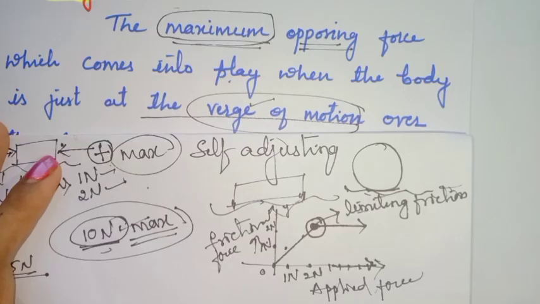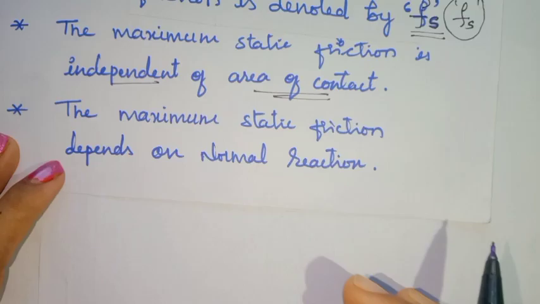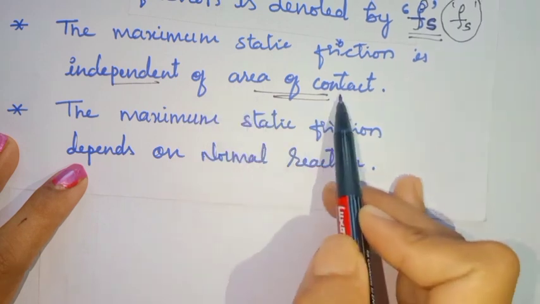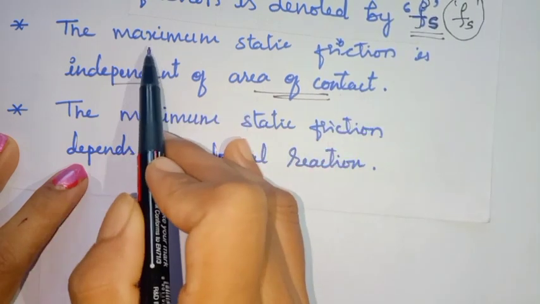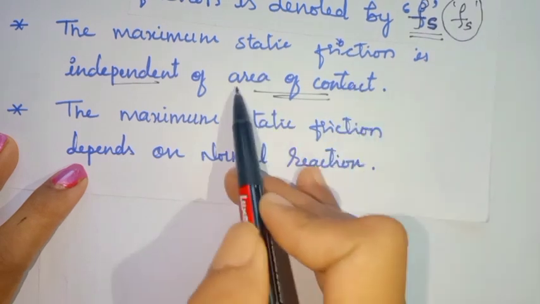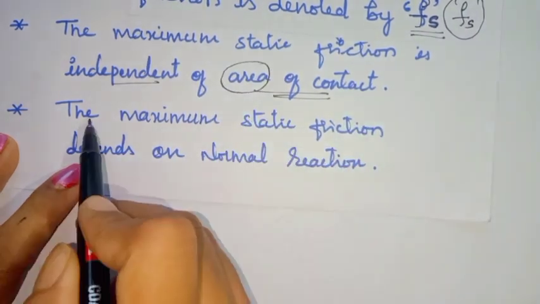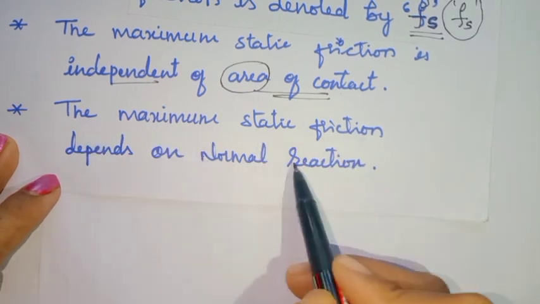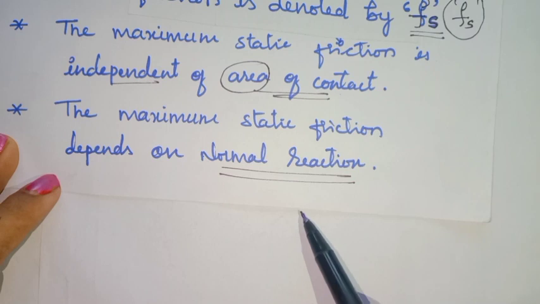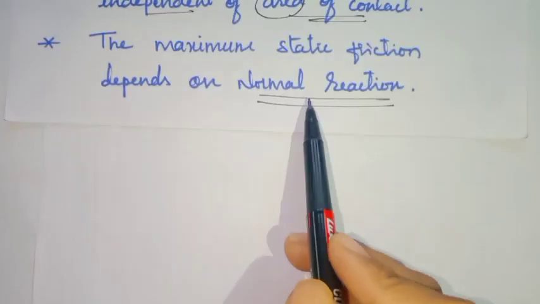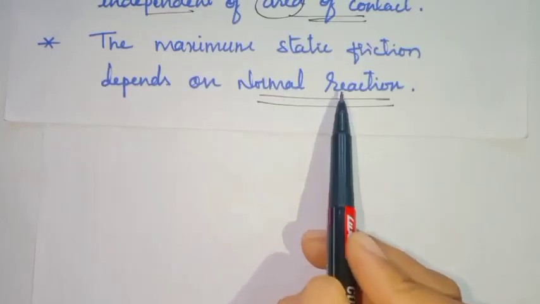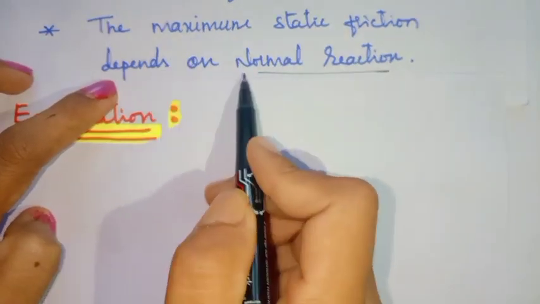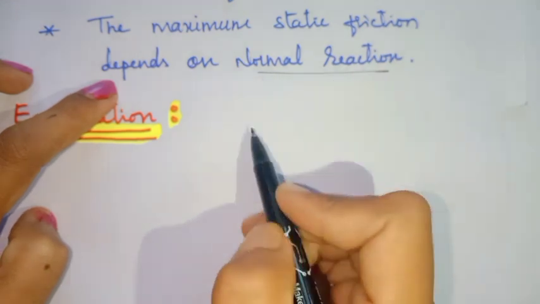Let's go for the characteristics of maximum static friction. The maximum static friction is independent of area of contact. As I already told you, it does not depend upon the area in contact. Next characteristic: the maximum static friction depends on normal reaction. This is very important. How is it depending on the normal reaction? Let's see that explanation.